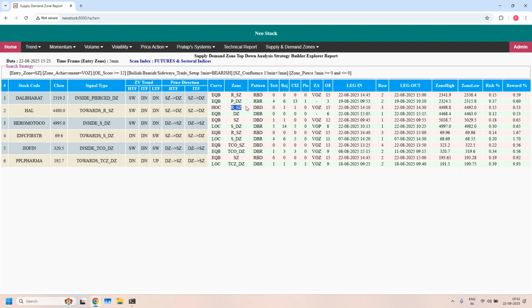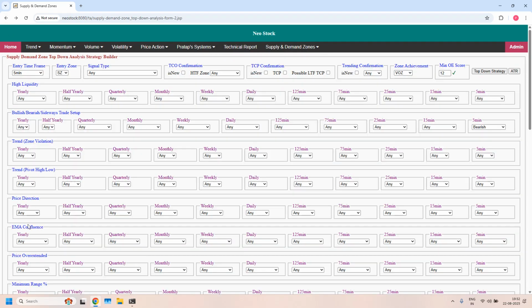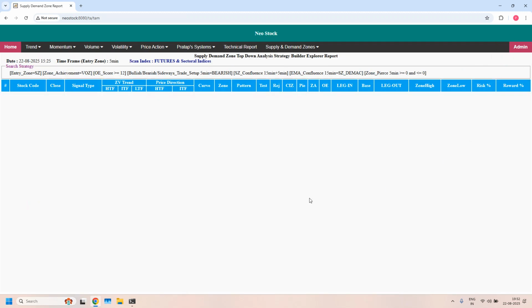All the supply zones. Okay. And also the 15 minutes trend is a downtrend. The ITF trend is the 15 minutes trend. So we can further filter based on EMA confluence at the 15 minute supply zone. That is, the 15 minute supply zone with daily EMA confluence. We don't have any stocks. So no high probability trade setup zones in this strategy.